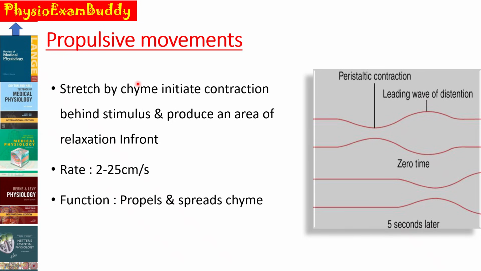Next are the propulsive movements. That is, the stretch by the chyme will initiate a contraction behind the stimulus and produce an area of relaxation in front. This propulsive movement occurs at a rate of 2 to 25 centimeters per second. The main function of this propulsive movement is to propel and spread the chyme.